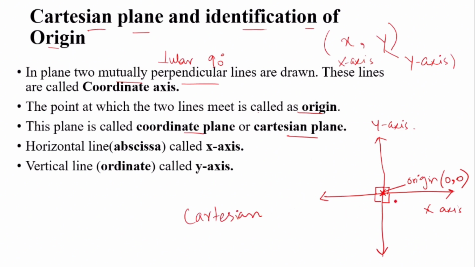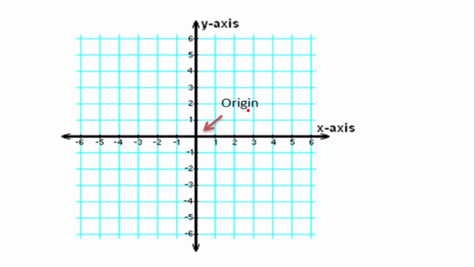The horizontal line drawn like this is called the abscissa, or x-axis. And similarly, as I told you, this is the y-axis, or we can say this is the ordinate. This is a second name for the y-axis, ordinate, and for the x-axis it's abscissa. Now see this. This is the origin, this is the abscissa, and this is the ordinate.